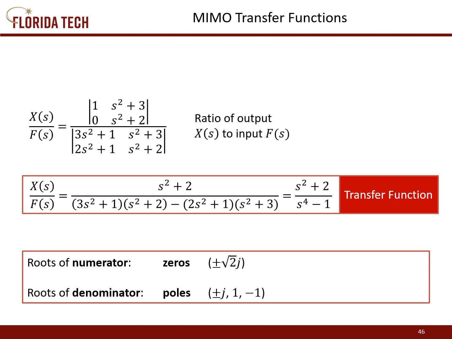When we want to know what the roots are, well, we have some roots in the numerator. Those are called zeros. So we just find the values of s that result in the numerator going to 0. And in this case, it's plus or minus the square root of 2 times j, which is the square root of -1, an imaginary number. And then in the case of the denominator, it's a 4th order. So we have plus or minus j, and then plus or minus 1 are the values of s which make the denominator go to 0. And we call those poles.